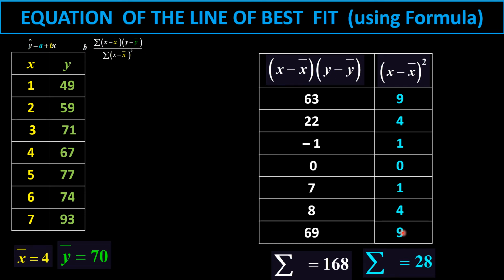Let's take the others away. So because this formula needs the product and it needs the square, we only need those two. Let's take the other columns away there. Okay, so let's try to calculate the b value and the a value and then write down the line equation for the line of best fit.